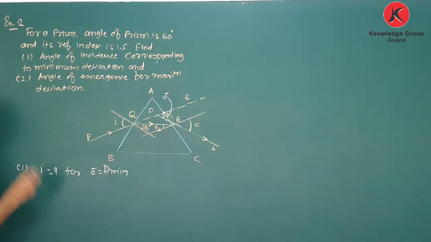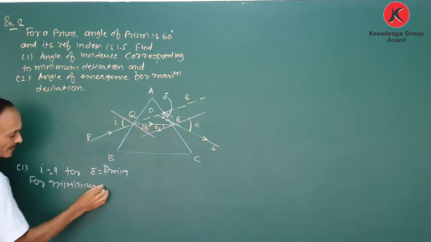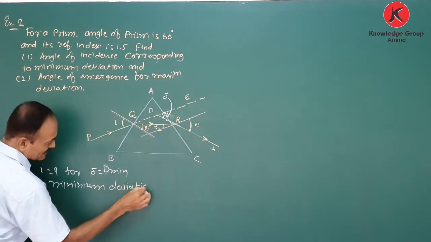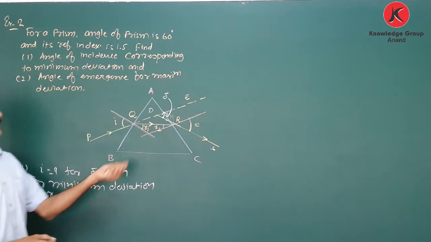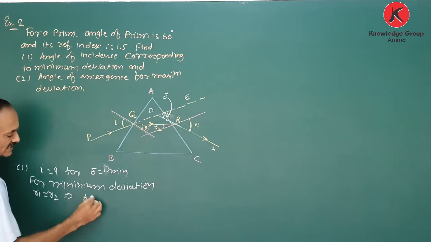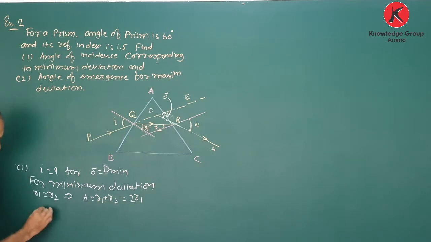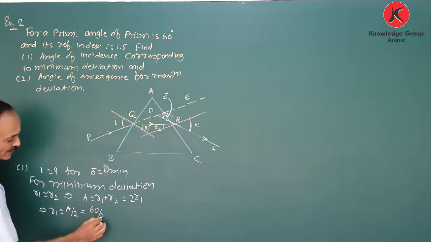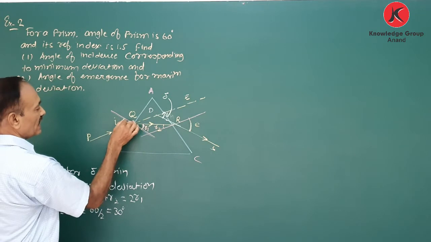Okay. Now for minimum deviation, what happens? I1 becomes equal to I2. That means the refracted ray QR is parallel to the base BC. Therefore, A is equal to I1 plus I2, that is 2 I1. Therefore, I1 is equal to A by 2. A is already given, 60 by 2, that means 30 degree. Thus, I1 is found.